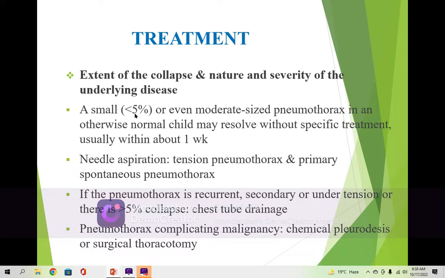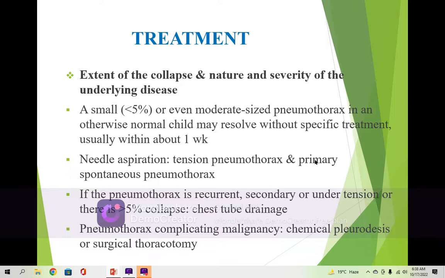But less than 5%, or even a moderate-sized pneumothorax in an otherwise normal child, may resolve without specific treatment. Small means 5% in one area, with other areas involved, etc. In the whole, less than 30% will not cause any problem. It can reabsorb the air itself in due time. Needle aspiration is needed where there is tension pneumothorax, and primary spontaneous pneumothorax where the cause is not established.